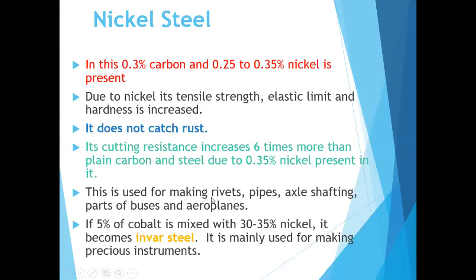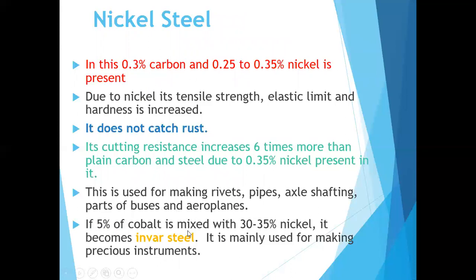This is used for making rivets, pipes, axle, and shafting parts of buses and aeroplanes. So it is used for making rivets, pipes, axles, and shafting parts of buses and aeroplanes. We are making the nickel steel.